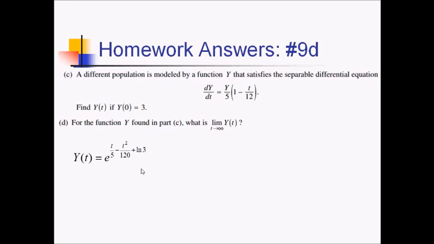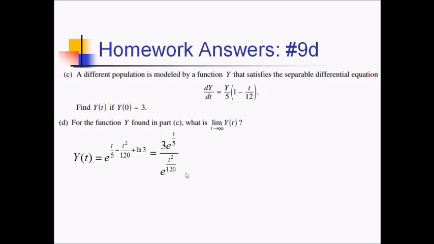I think the easiest way to do this is to turn this into a fraction using our exponent rules, and then use the choose your champion approach when you have limits that approach infinity. So I can rewrite this as e to the t over 5 divided by e to the t squared over 120, and then this ln of 3 comes out as a 3 in front of the e that's in the numerator. So we've got 3e to the t over 5, and then e to all that stuff down there.